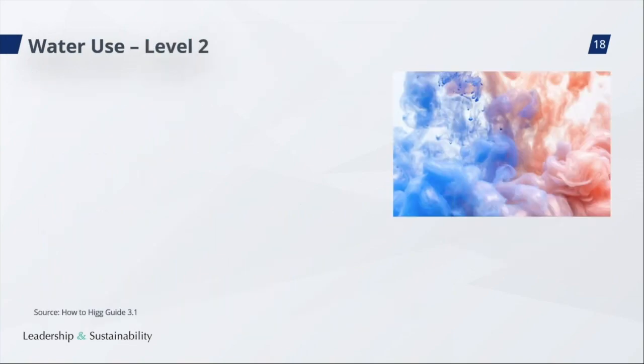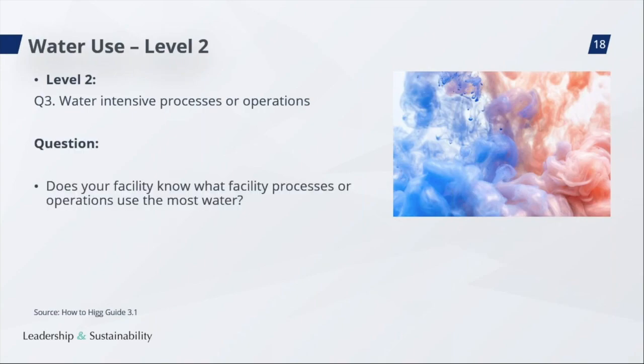And the next question, at level 2, is question 3. Does your facility know what facility processes or operations use the most water? And the intent here is that for sustainability efforts, a facility should identify and rank water impact influences within the facility boundary. This enables an understanding of specific influences on water impact so that the facility can strategically reduce the water usage and impact by targeting those processes.